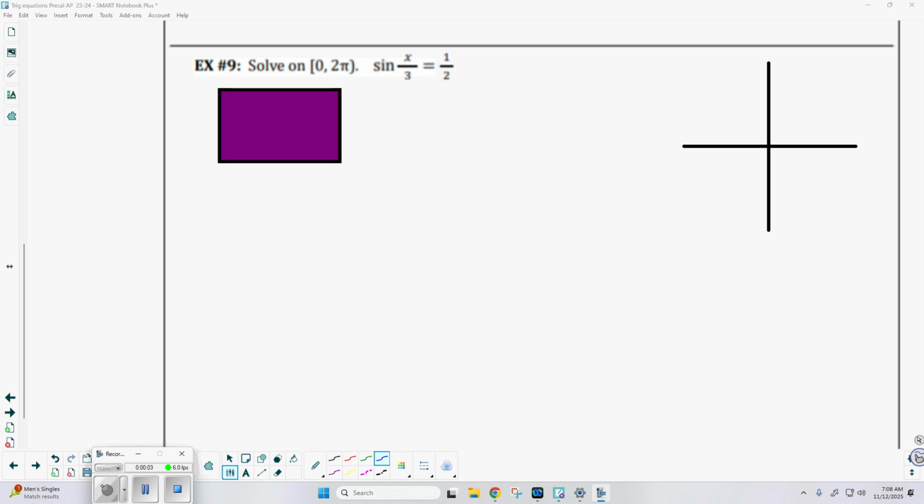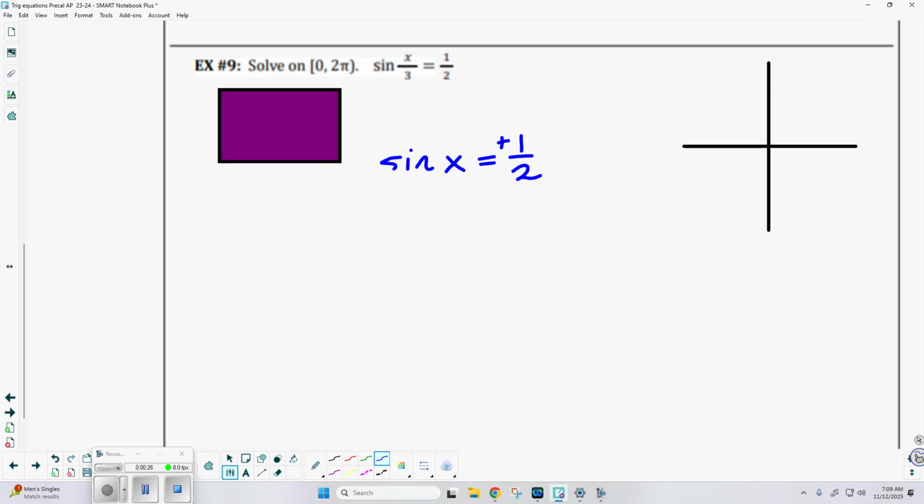Okay, we are solving sine of 1/3 x equals 1/2 on the interval from 0 to 2 pi. Now, if you have an equation where your variable is being multiplied or divided by a value, the first thing you want to do is solve it as if there was nothing there. So instead of 1/3 x, let's just solve it as sine of x equals 1/2.